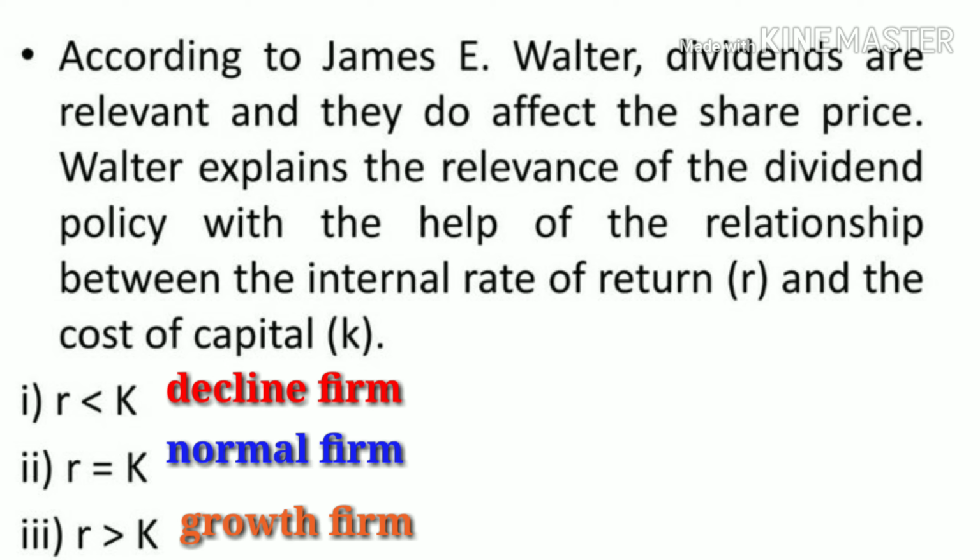In case of a growth firm, where R is greater than K, that is if the firm earns a higher rate of return on investment than the required rate of return, then the firm should retain the earnings. This would maximize the value of the share. In case of a declining firm, that is R less than K, the optimum payout ratio will be 100%. The firm should distribute the entire earnings as dividend.